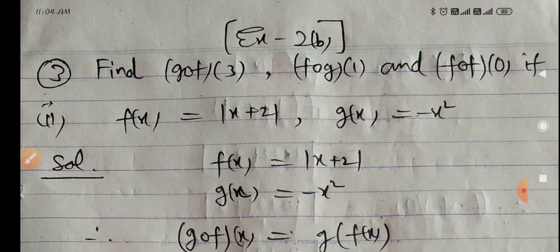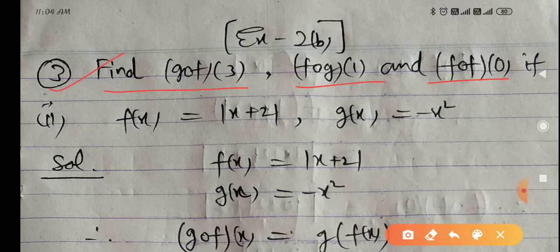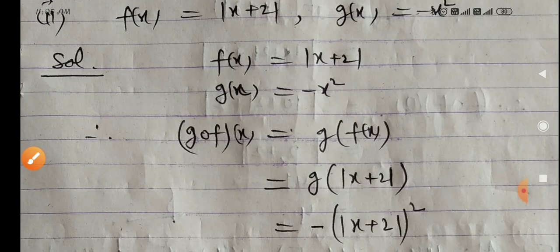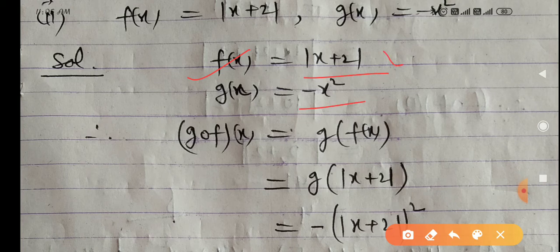Now I am going to take some questions from exercise. You can see here. Question number 3. Find gof(3), fog(1), fof(0) if, second part I am taking, f(x) equals mod x plus 2, g(x) equals minus x square. So gof, fog and fof you have to find. So solution you see, f(x) equals mod x plus 2, g(x) equals minus x square, it is given.